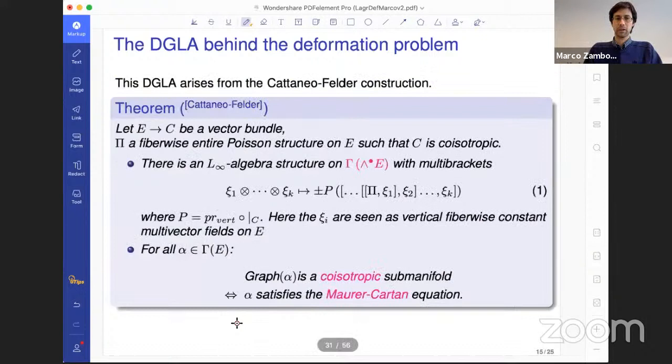So there is actually a general construction for the algebraic structure that governs the deformations of coisotropic submanifolds in Poisson geometry. That's due to Cattaneo-Felder. I should probably skip the details. Sorry for writing more than I can say.